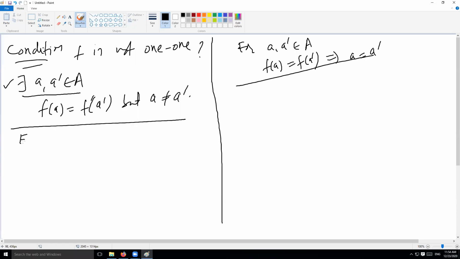Okay? So let's take an example. So f of x is equal to (x minus 2) squared plus 1. So how can I prove whether this function is 1, 1 or not 1, 1?